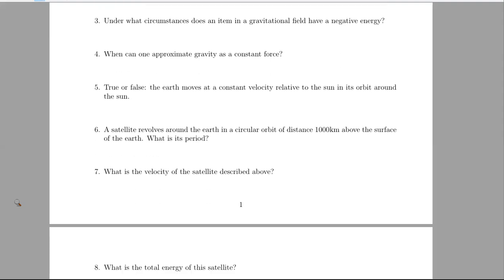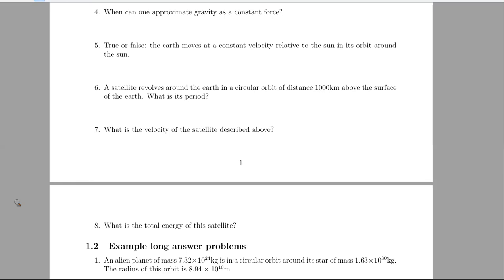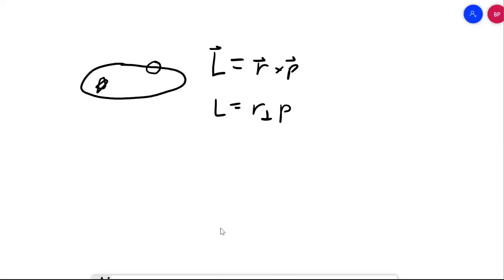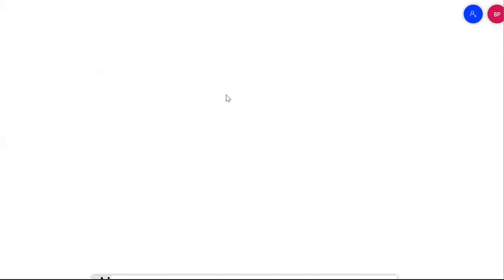Okay, our next one says, a satellite revolves around the Earth in a circular orbit of distance 1,000 kilometers above the surface of the Earth. What is its period? Well, there is an equation that we can use directly for the period, but let's actually derive it so we can see where it comes from.